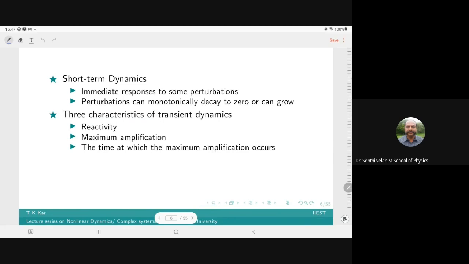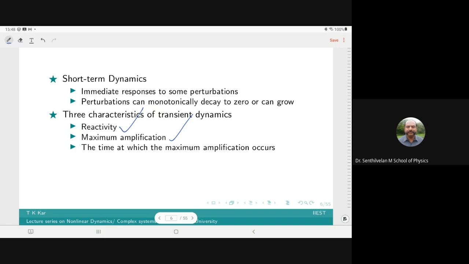And what is short-term dynamics? In the case of asymptotic dynamics, we have discussed stability and resilience. In the case of short-term dynamics, we will study three characteristics. One is the reactivity, the second one is the maximum amplification, and the third one is the time at which the maximum amplification occurs. What is reactivity? Reactivity is the maximum, taken over all initial conditions, of the instantaneous rate of amplification of small perturbations.